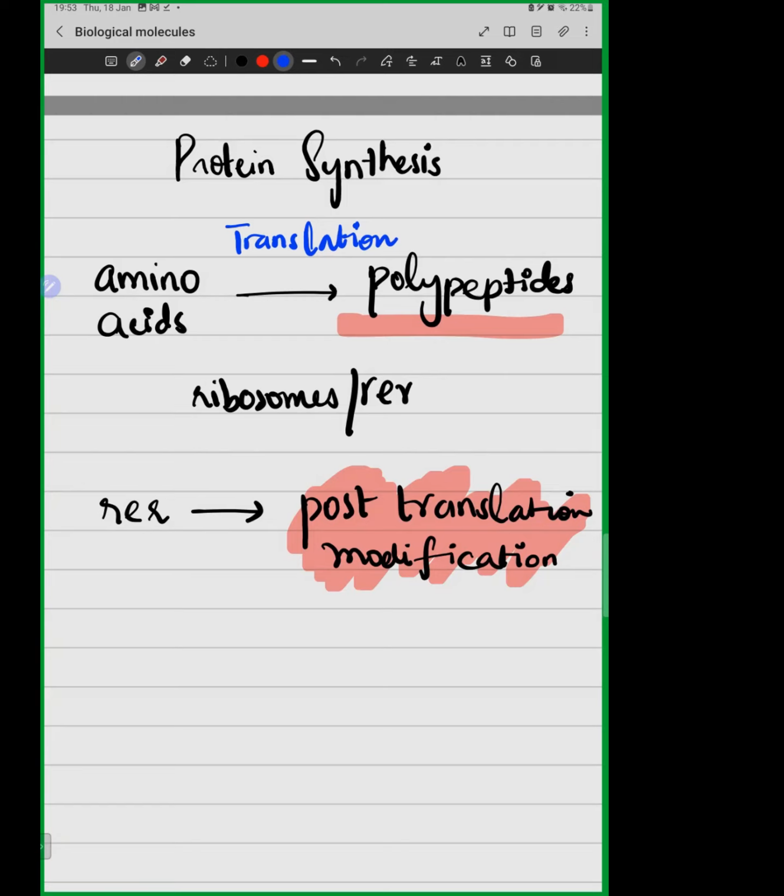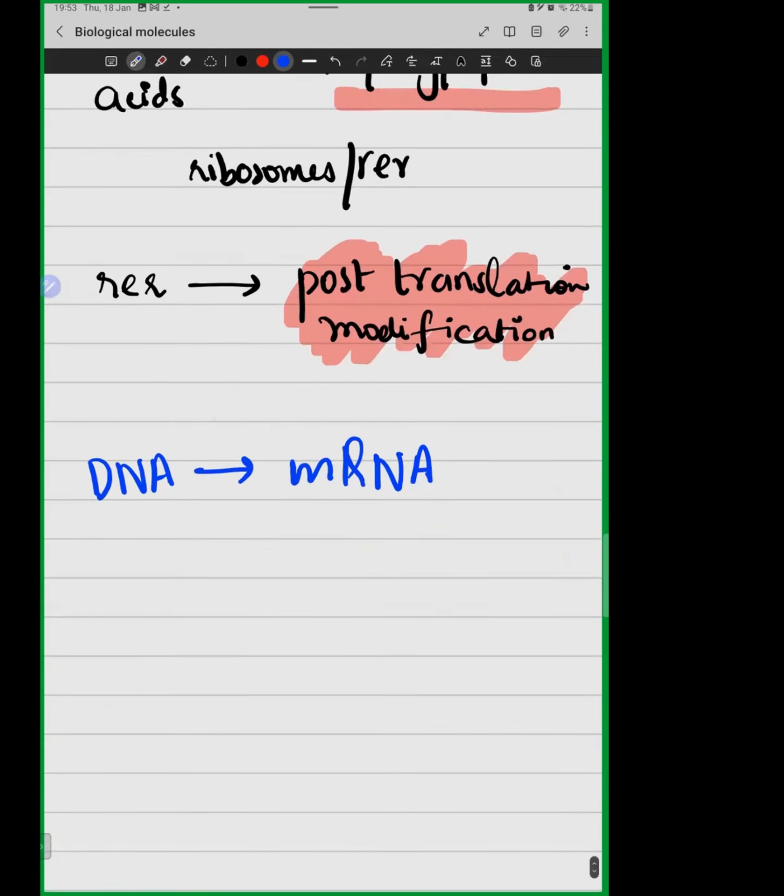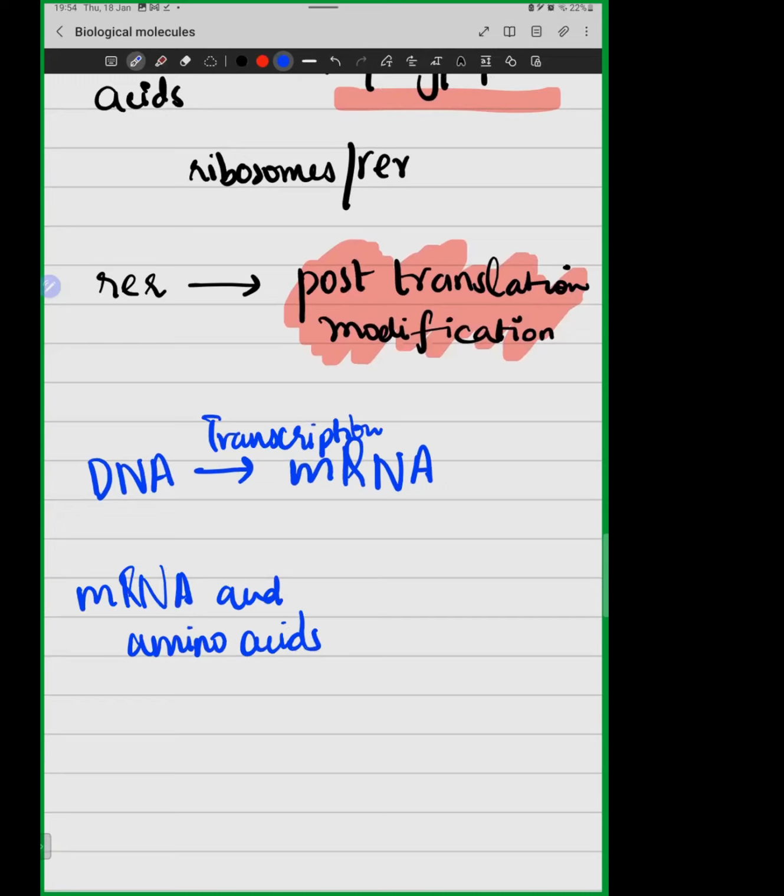That is happening in transcription, right? First transcription occurs. Transcription happens on DNA. DNA is converted into mRNA. Okay, this is your transcription, and this occurs within the nucleus. Then this mRNA and amino acids, we will see protein synthesis in detail, but mRNA and amino acids form a polypeptide chain. This is your final product of translation.